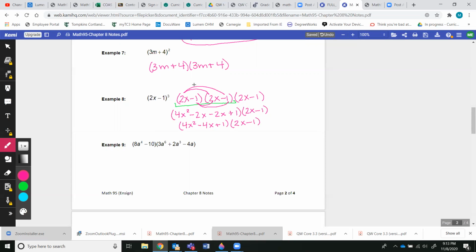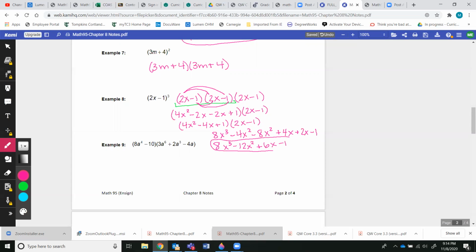So 4x squared times 2x is 8x to the third. 4x squared times negative 1 is minus 4x squared. So this 4x squared got multiplied by both of these. Now it's this one's turn. So negative 4x times 2x squared is negative 8x squared. Negative 4x times negative 1 is plus 4x. 1 times 2x is 2x. 1 times negative 1 is negative 1. So we have 8x to the third minus 12x squared plus 6x minus 1.